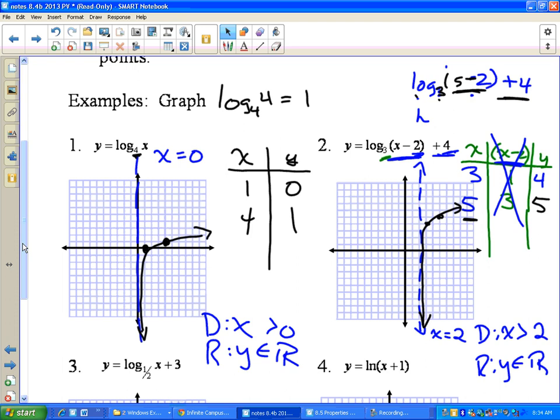So my asymptote is always y equals or x equals. For logarithms, it's always x equals. Because of that, domain or range, which one is an element of all real numbers? The y, the range, is an element of all real numbers. The domain is what is limited.